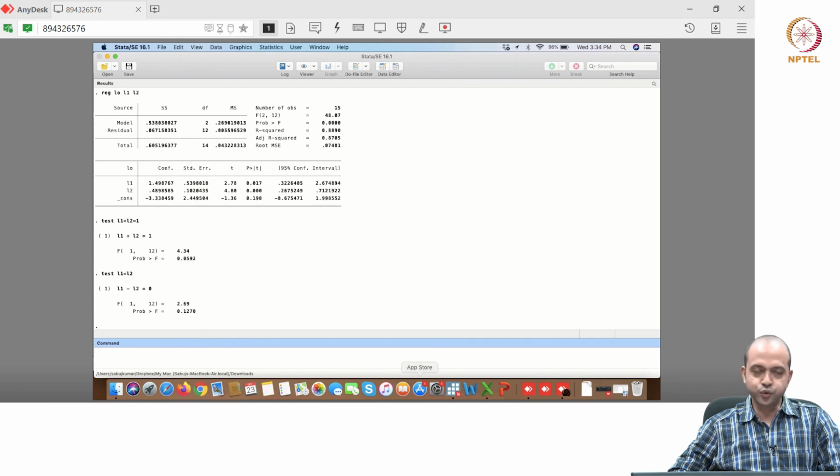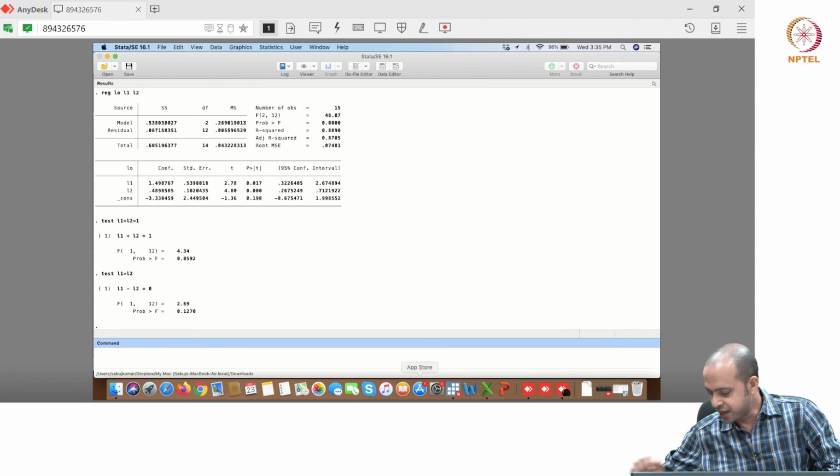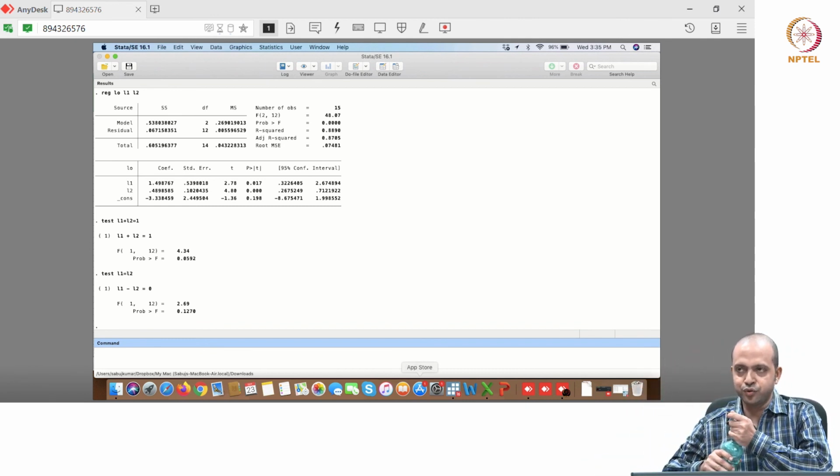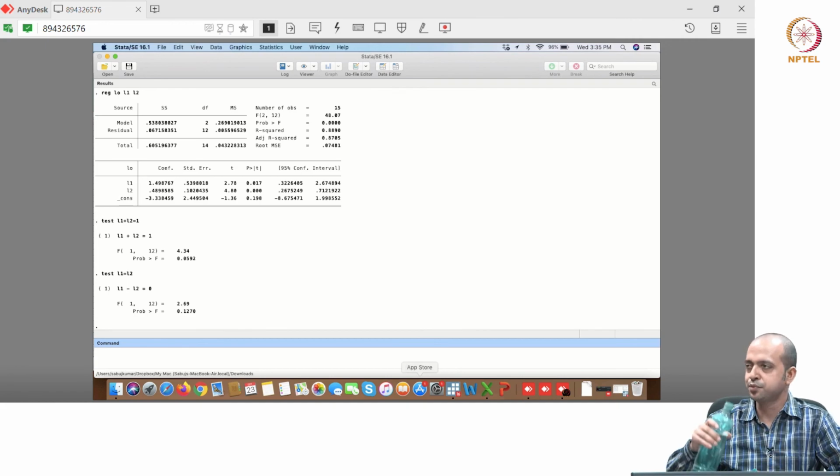So in this way you can apply the F statistic to test the equality between two regression coefficients. The equality between two regression coefficients. Okay. Now after this we will discuss one more application of this F-statistic, one more hypothesis testing that we are going to conduct using the same F-statistic.